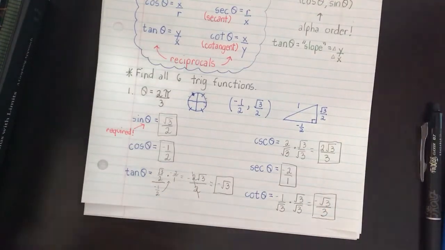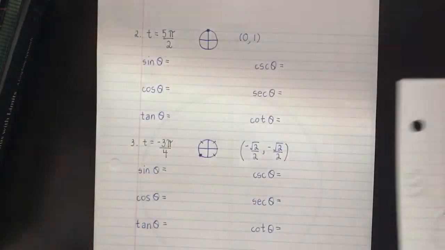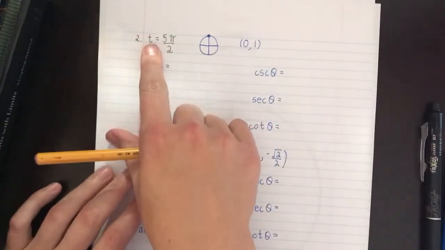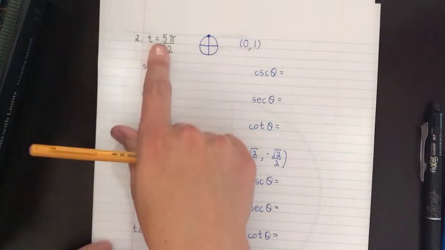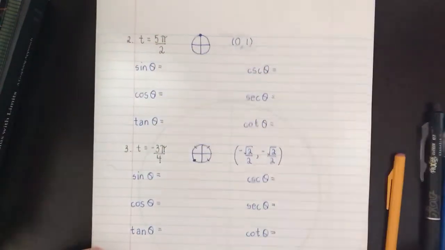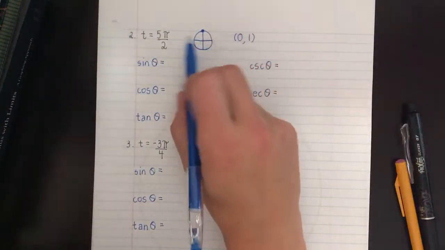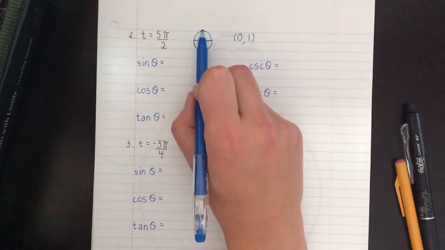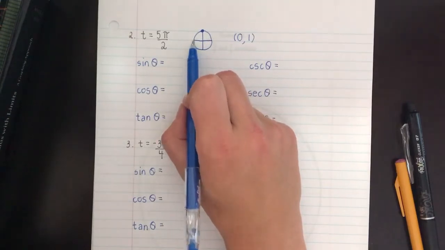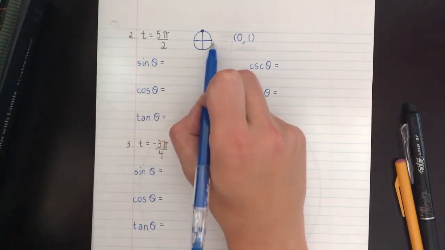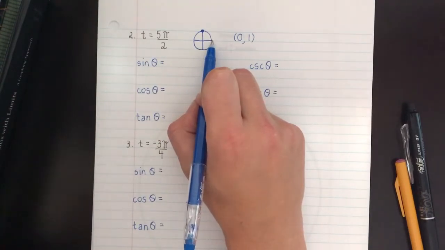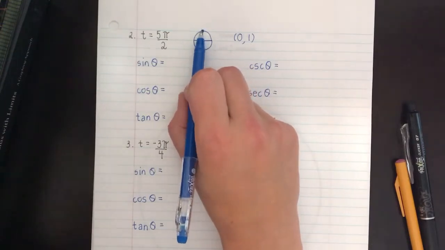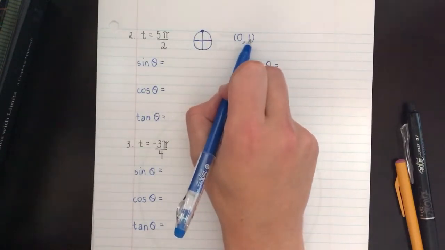All right, so 2 more examples here. If I want you to find sine, cosine, tangent, etc. for t, the angle given as 5 pi over 2. So I've drawn this in, but let's talk about it. So 5 pi over 2. Remember, this is 0. This is pi over 2, 2 pi over 2, or pi, 3 pi over 2, 4 pi over 2, or 2 pi, 5 pi over 2.